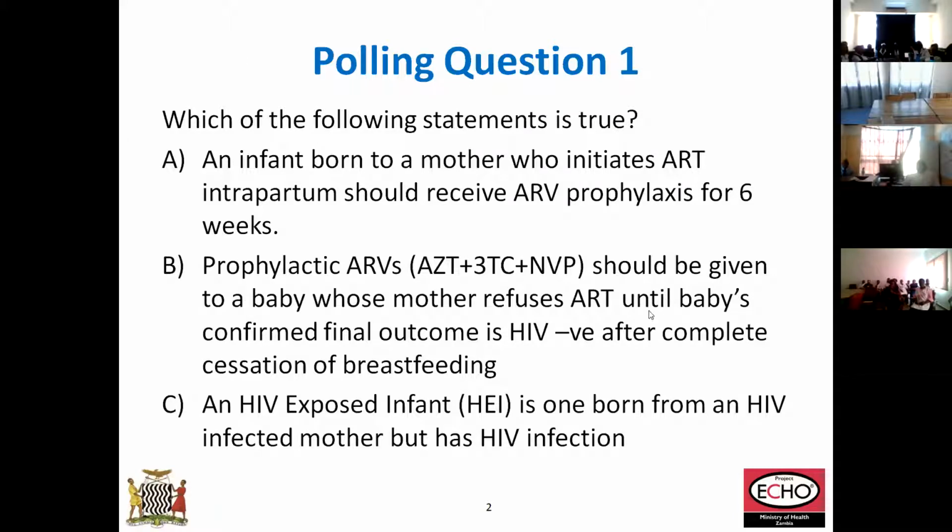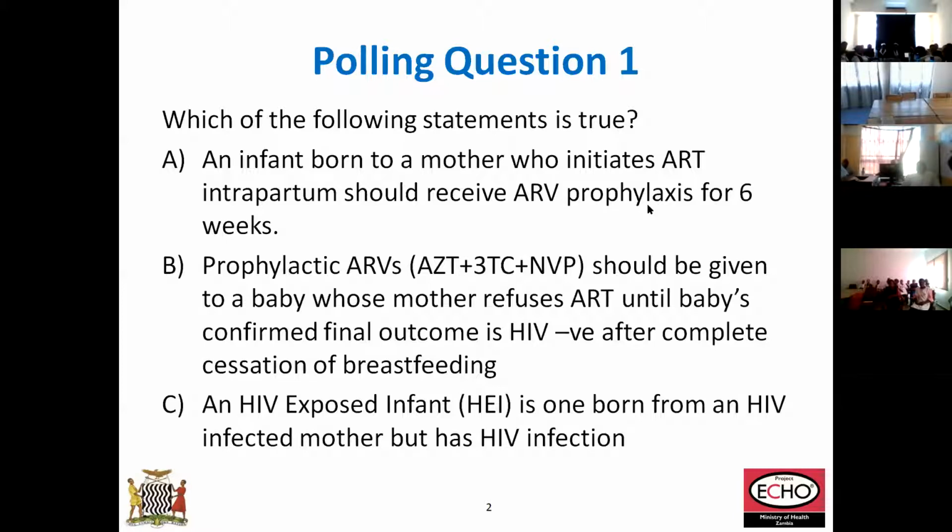So there is a first question, and I'll read. Which of the following statements is true? A, an infant born to a mother who initiates ART intrapartum should receive ARV prophylaxis for 6 weeks.